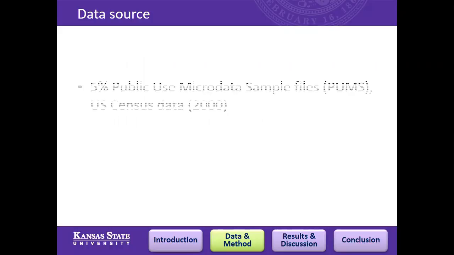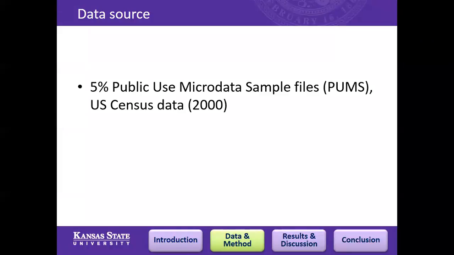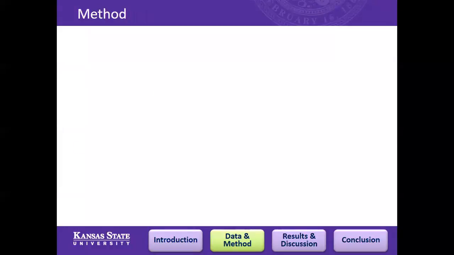Now, the data source we get is the 5% public use microdata sample files, also called PUMS. These are taken directly from the raw data of US Census. This is for year 2000. It's like 10 years old, but they're still valid and good data. So this data consists of 52 files. Each file represents a state, and the total volume of this data is 5.8 gigabytes unzipped. So this actually is a large amount.